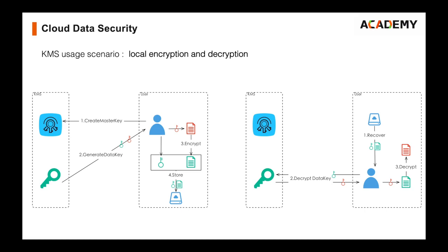Later, when you need to decrypt the data, you take that encrypted data encryption key, pass it to KMS, get it decrypted, and then use it to decrypt the data from your backup. So it's a good way to protect other encryption keys. That's the primary use case for KMS.